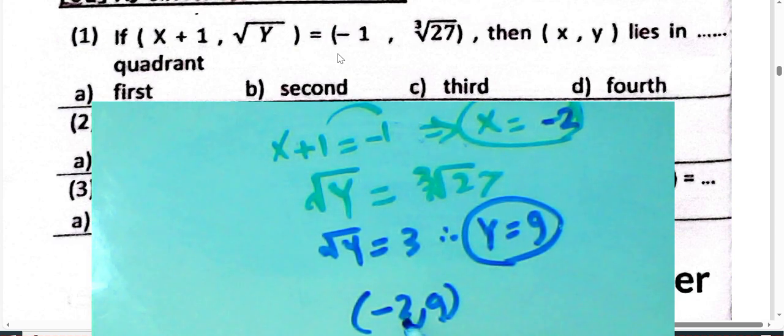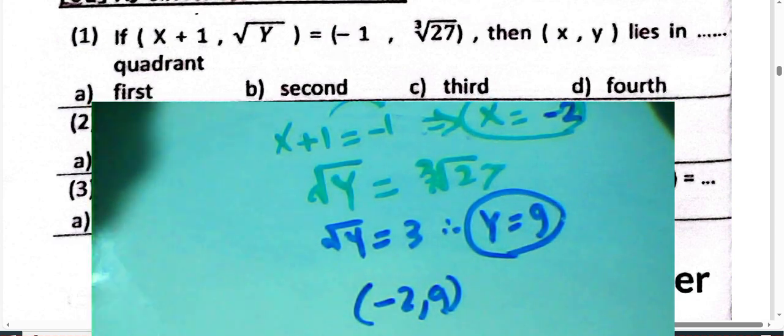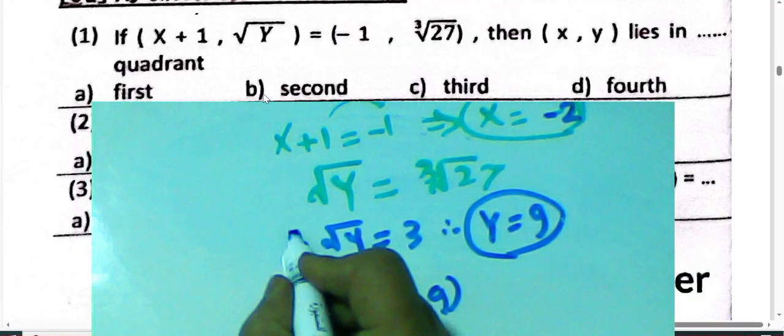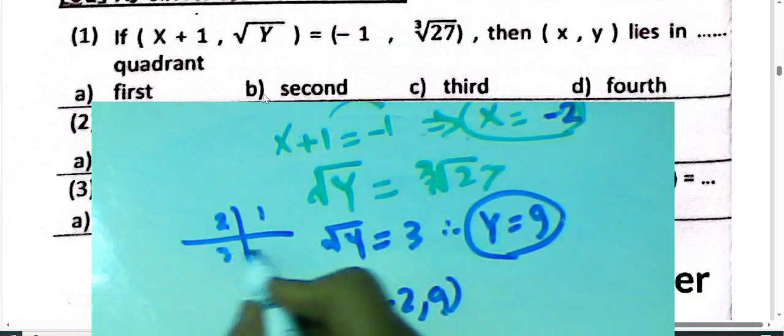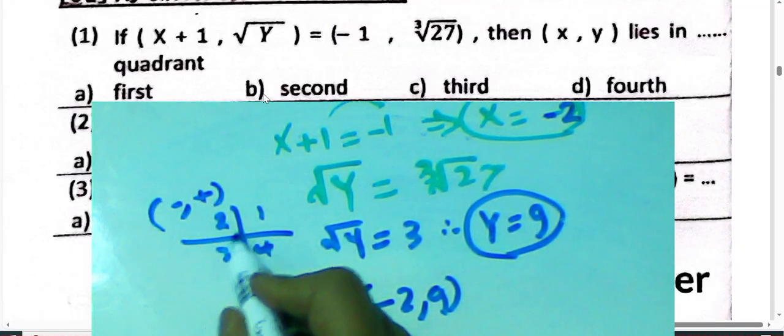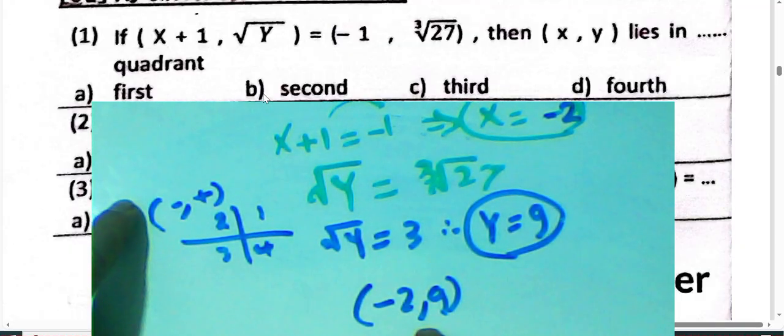The sign here is negative and the second is positive. Negative and positive will be right in the second quadrant. Look at first quadrant, second, third, fourth quadrant. The sign here will be negative and positive. Negative and positive, it will be right in the second quadrant. Choose letter B.